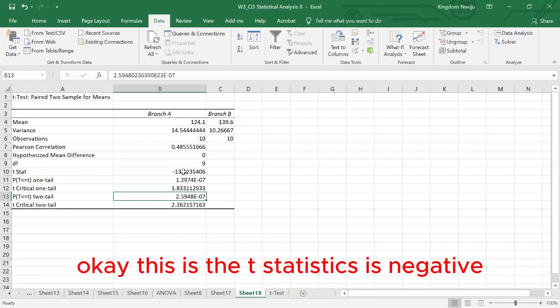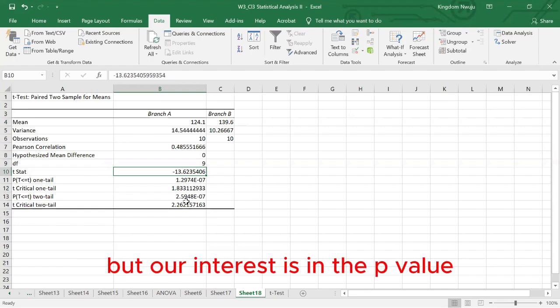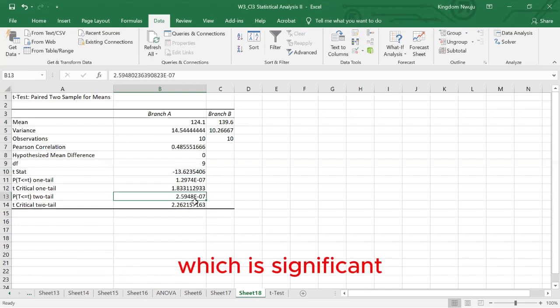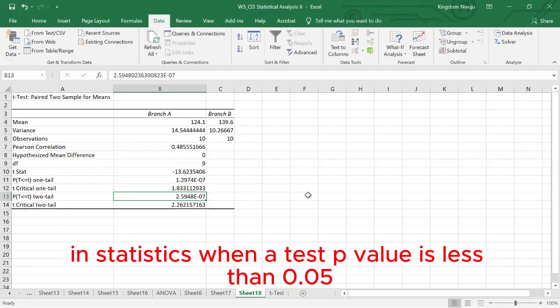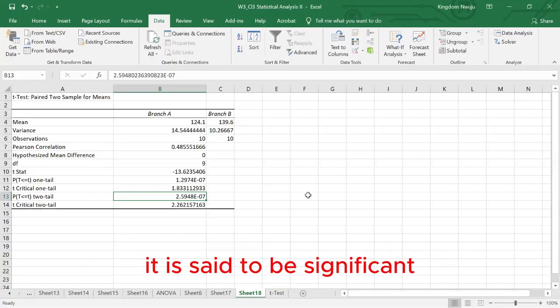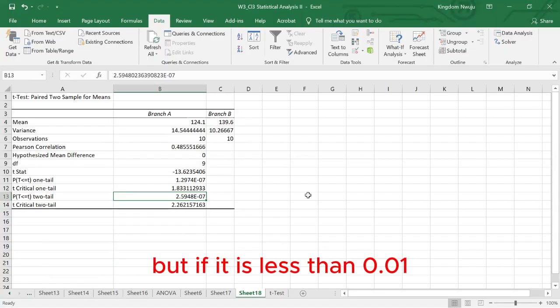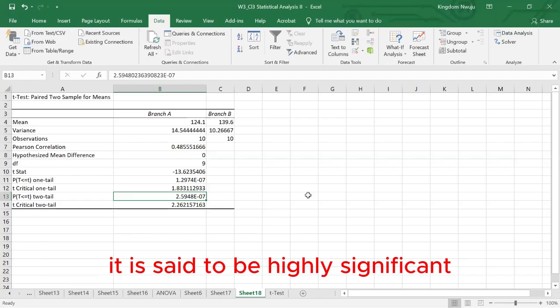The t-statistic is negative, but our interest is in the p-value, which is significant, highly significant, because it is less than 0.01. In statistics, when a test p-value is less than 0.05, it is said to be significant. But if it is less than 0.01, it is said to be highly significant.